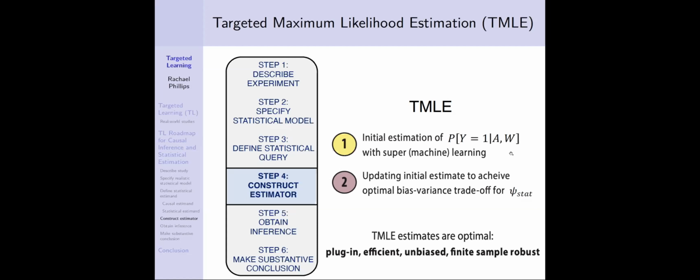So what is involved in this process? It can be broken down into two steps. The first step is the machine learning step. It involves estimating our prediction function of interest, which is the probability of dying given A and W, the treatment and the covariates. We'll estimate this prediction function using superlearning. Then we will update the initial estimate to achieve the optimal bias-variance trade-off for our target parameter of interest, which is this low dimensional representation, the relative risk of mortality under the corticosteroid treatment.